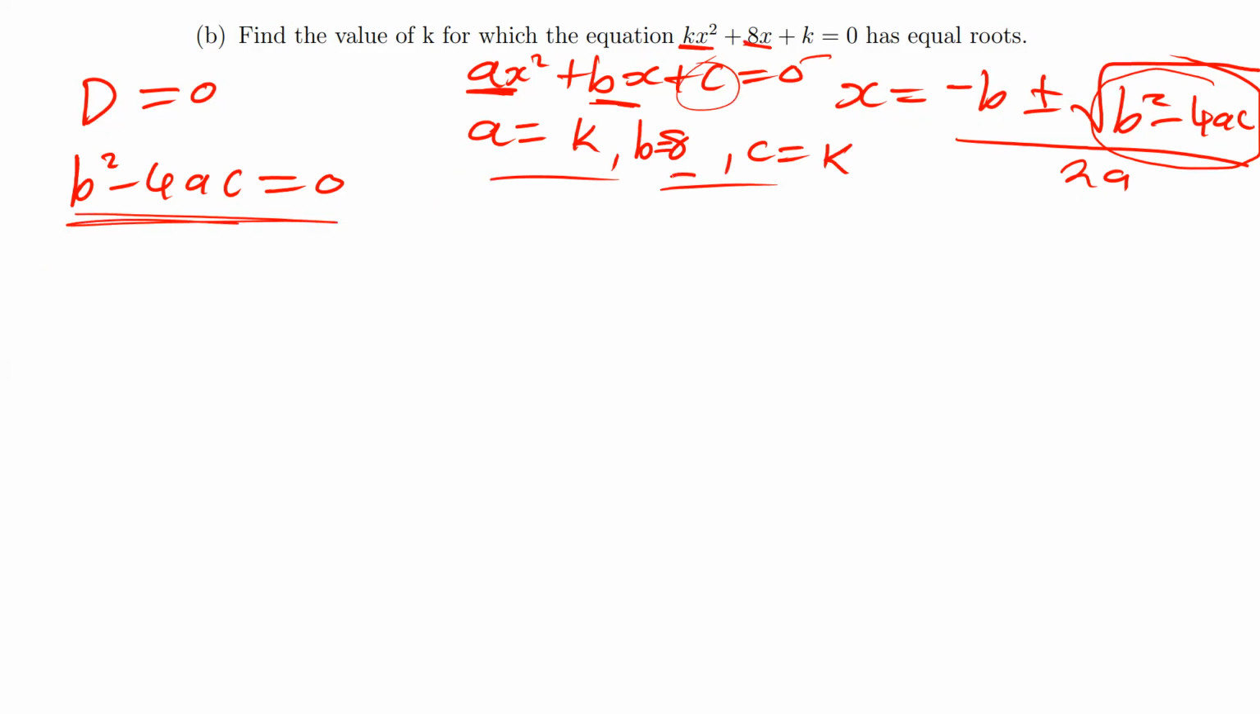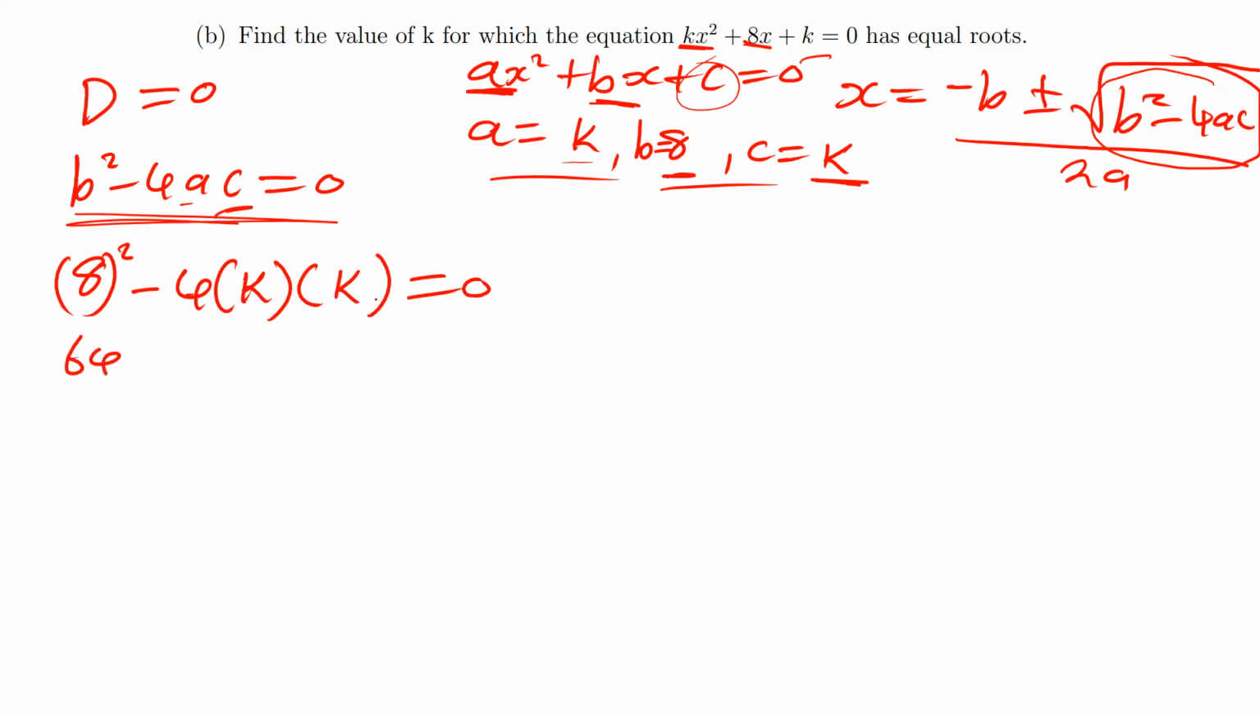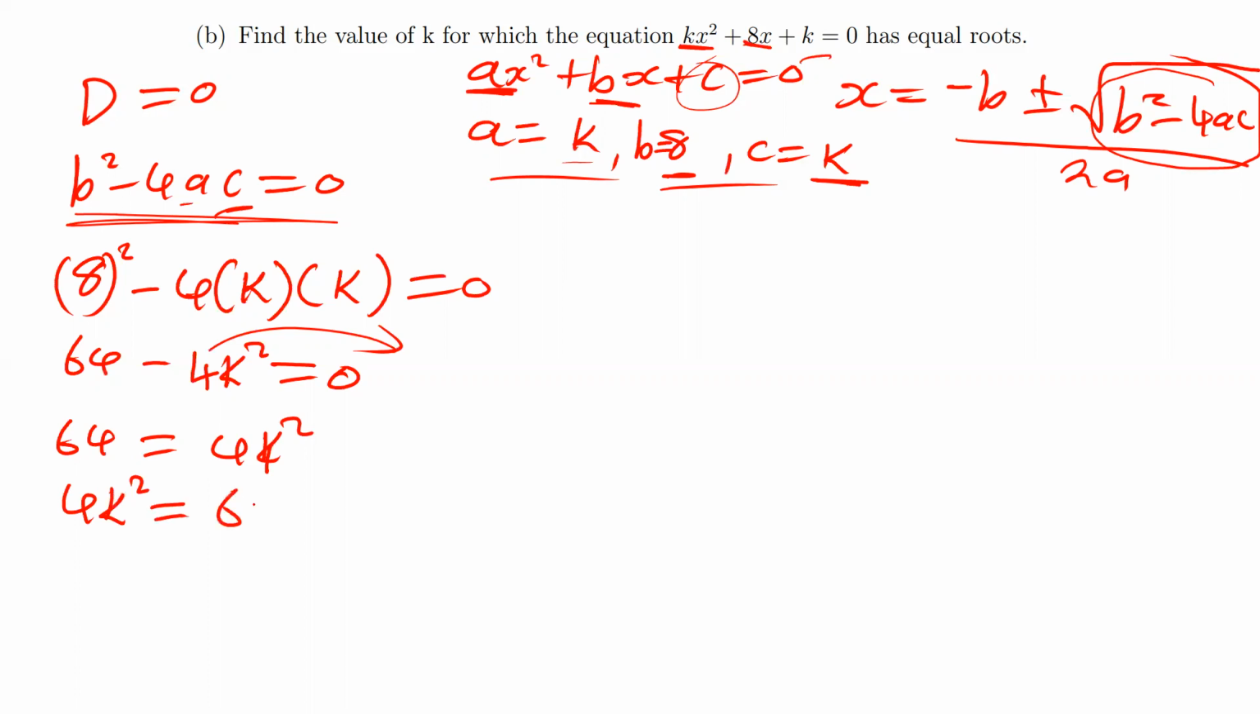We just replace these values in the discriminant. Our b is 8, so we put 8 there and square it. Then minus 4a, where there is a, I'm going to put k, and where there is c, I'm also putting k, and this is equal to 0. So 8 squared gives us 64. Then 4 times k times k gives us 4k squared, and this is equal to 0. When you take this to the other side of the equal sign, you get 64 being equal to 4k squared. So we can switch this so that we have 4k squared equal to 64.